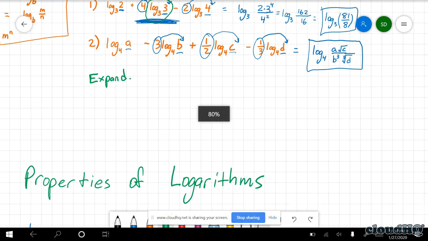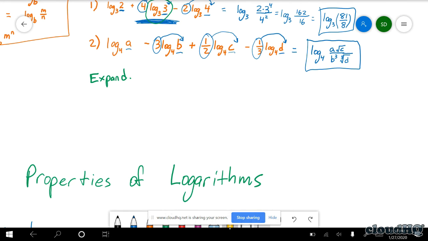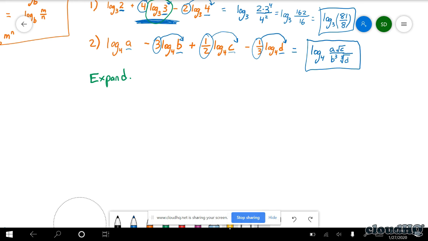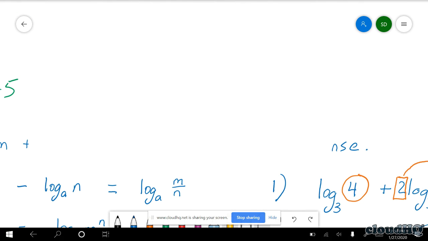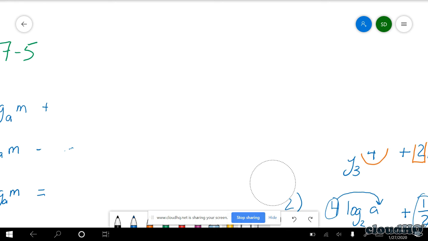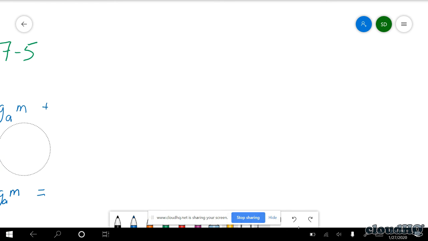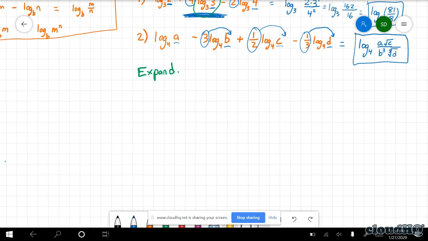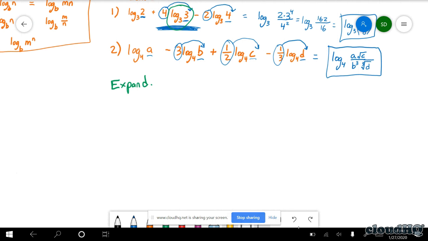I gotta erase some of this stuff down here. Thought I had erased that before, sorry. I'm sure I'll have more to get to in a little bit, but okay.